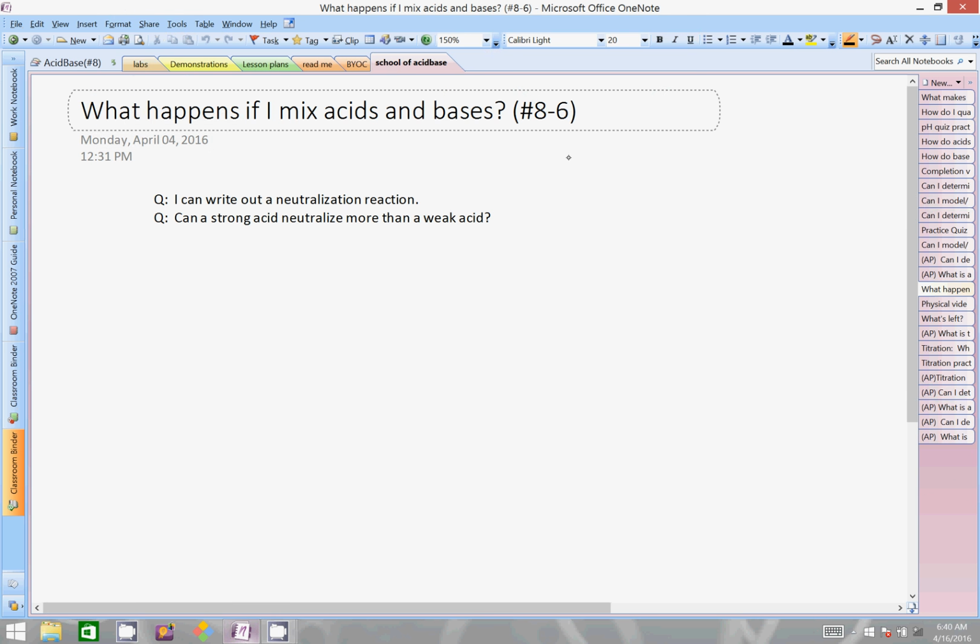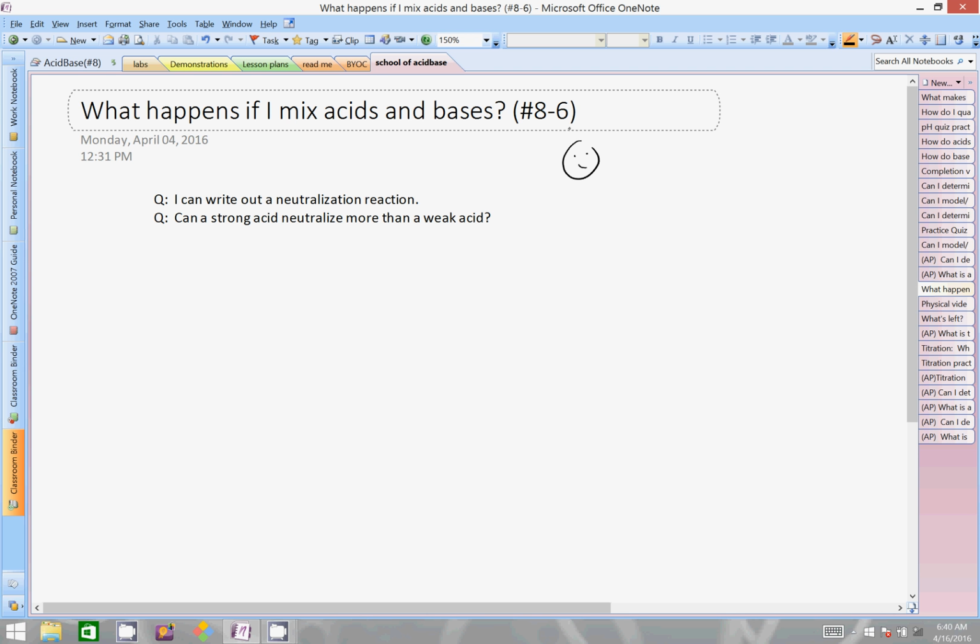Alright, this is Schweitzer moving along here. What happens when I mix acids and bases as part of our school of acid and base? This is a pretty common question that we would move to next. What happens when I mix them?